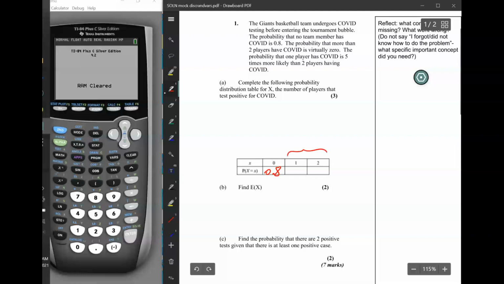the way that these two boxes are filled in is that the probability that 2 players have COVID is, let's see, if it's X, then 1 would be 5X, because the probability that 1 player has COVID is 5 times more likely than 2 players having COVID. I'm going to change this X to a K, because we already used X in this problem, right?